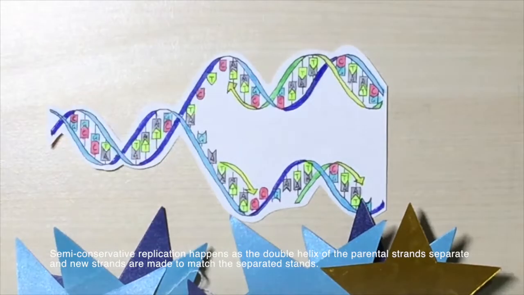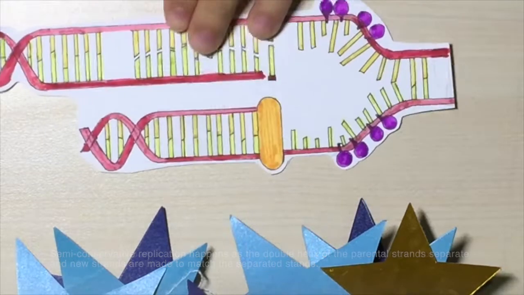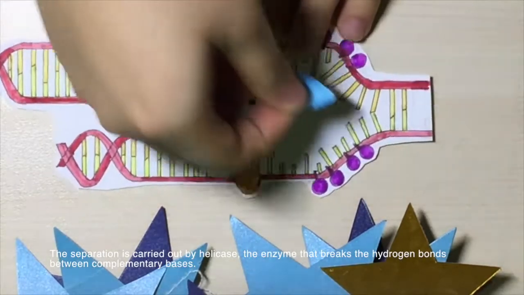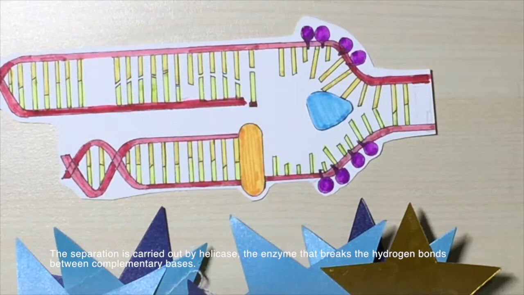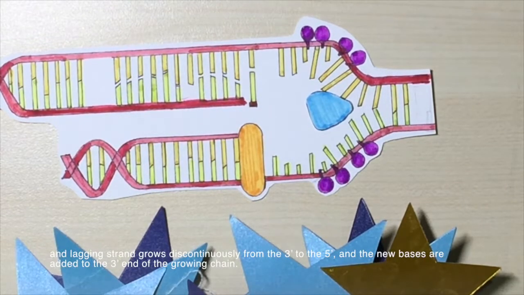Semi-conservative replication happens as the double helix of parental strands separates and new strands are made to match the separated strands. The separation is carried out by helicase, the enzyme that breaks the hydrogen bonds between complementary bases. The 2 strands of DNA run antiparallel. The leading strand grows continuously from 5' to 3', and the lagging strand grows discontinuously from 3' to 5', and new bases are added to the 3' end of the growing chain.